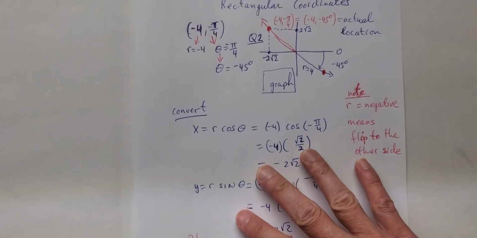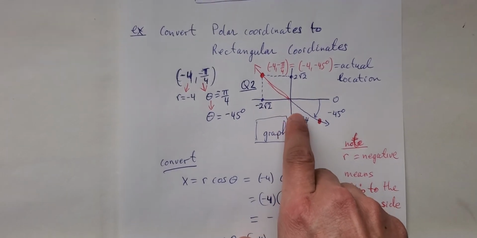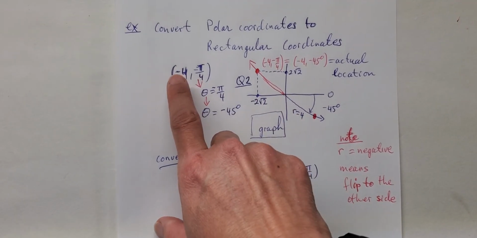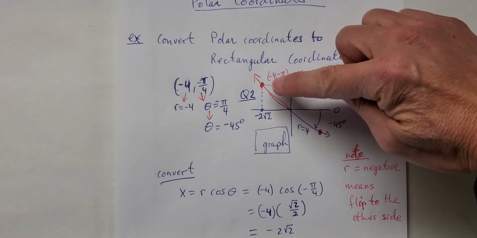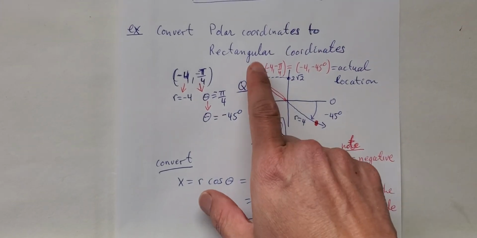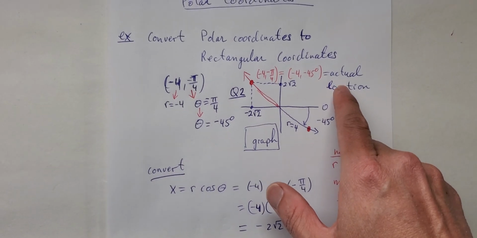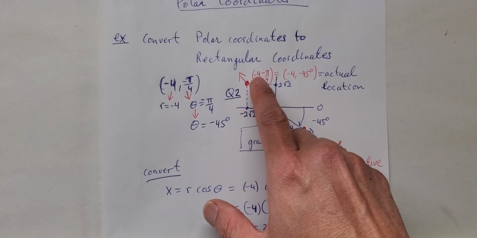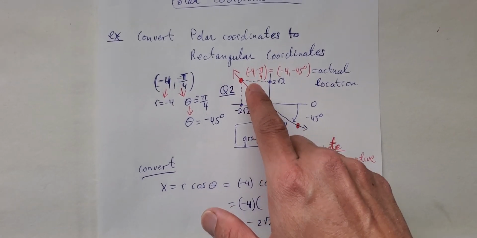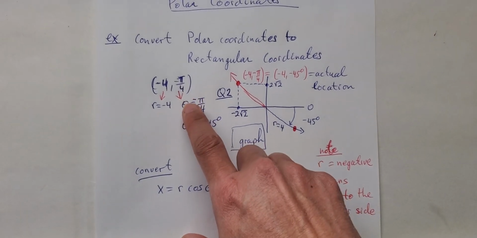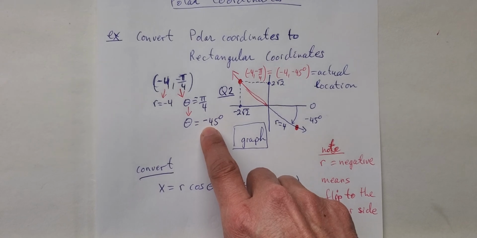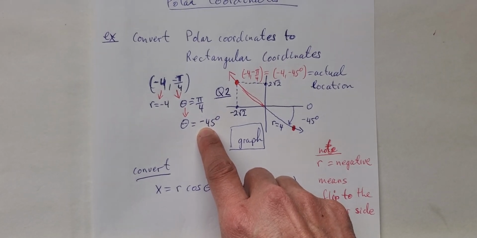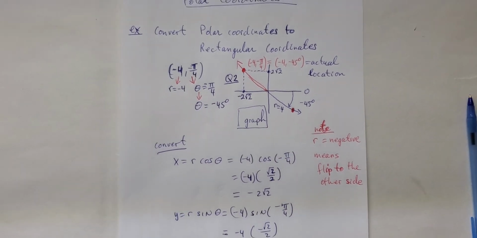Now also be very careful. r is always positive, but if I have a negative, that means you have to flip to the other side. So the red line is the actual location of negative 4, negative pi over 4. Radians are difficult to visualize, so change it to degrees so you know how to visualize and where to go. Okay, so this is the first part.